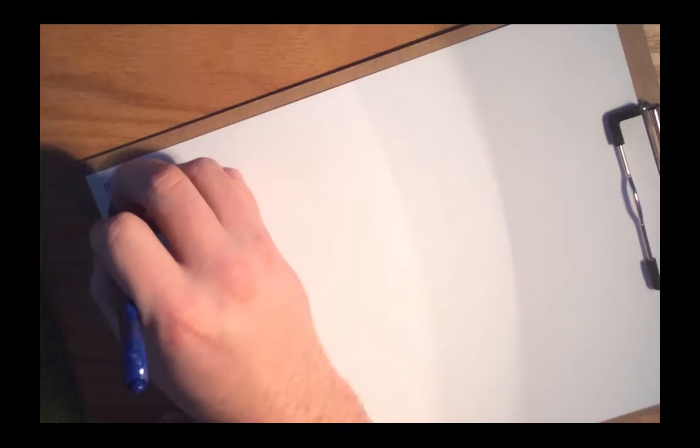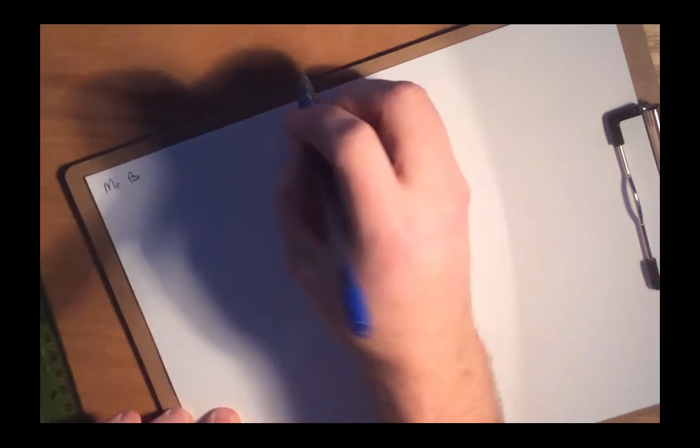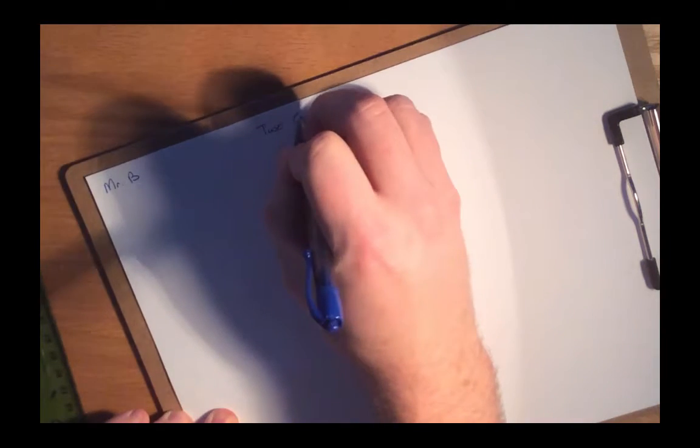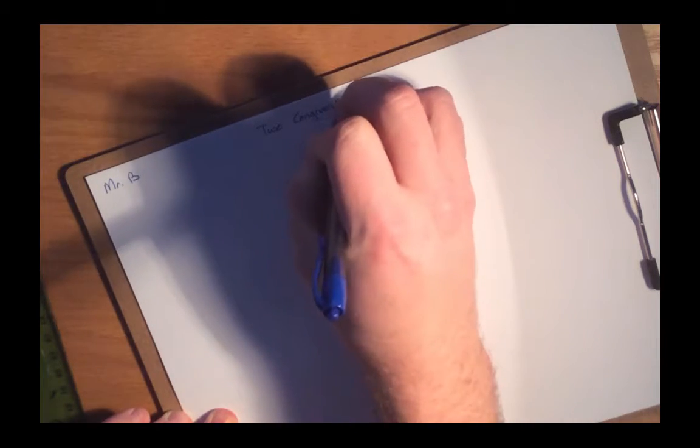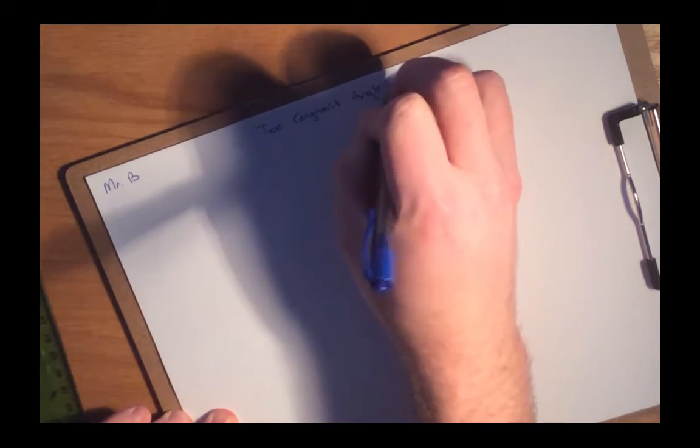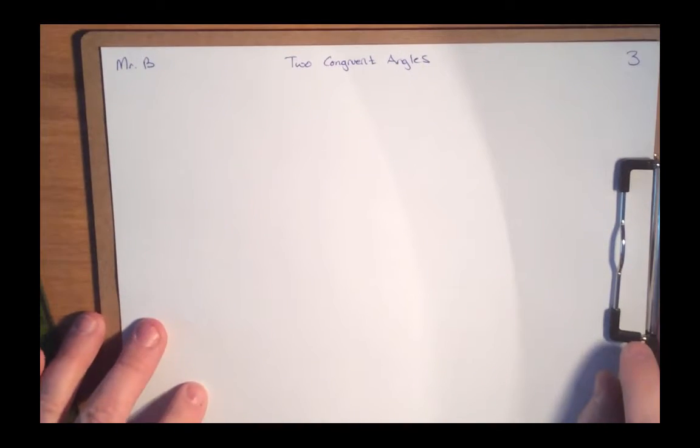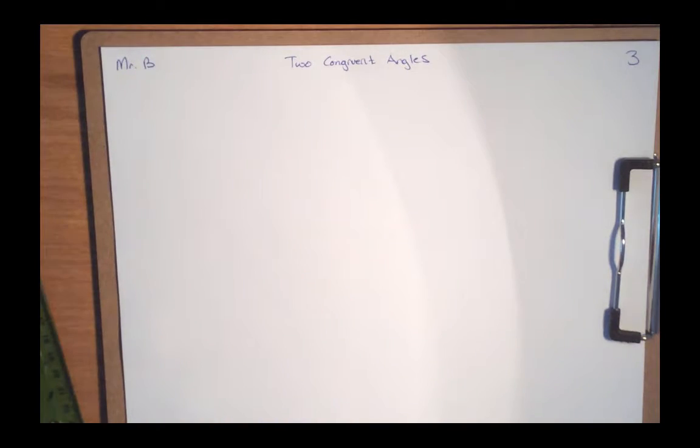Last but not least, name in the upper left hand corner. Come on, man. Practice. Two congruent angles. This is going to be construction number 3. Two congruent angles. That's what we're going to do today. We should just do this for the rest of the year. Right? It's actually fun.